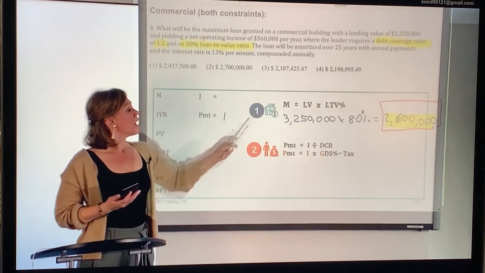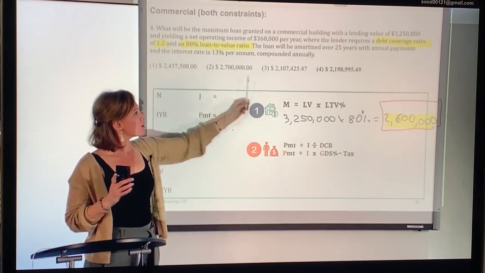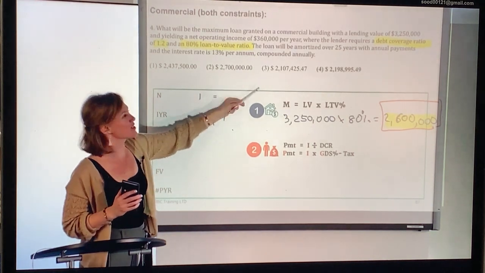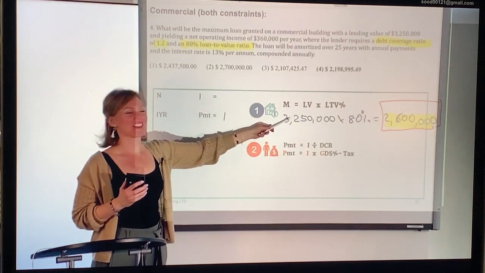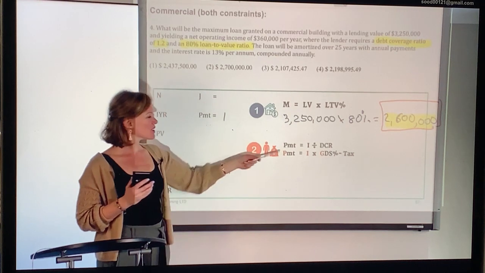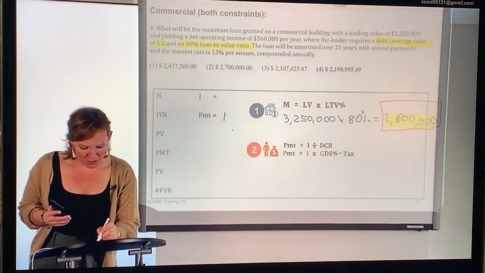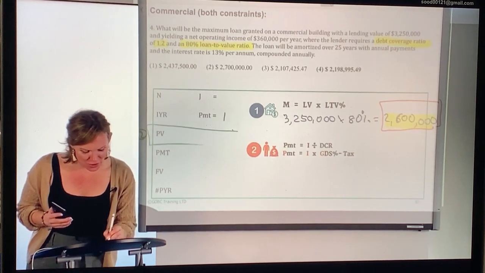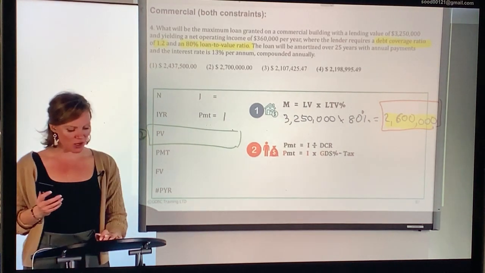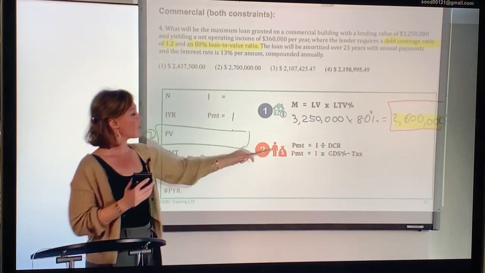2.6 million. After you finish step 1, let's not forget what we do now. You look back at the answers to see if it's even there. It's not even there, so probably that's not the answer. Now we're going to work on the next step. To find the payment, step number 2 is basically you need to find your present value and see how much the lender will give you based on the property value. That's what we're looking for. Step 1, and that is your step 2.